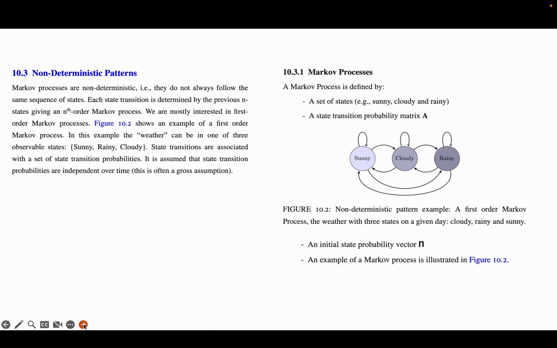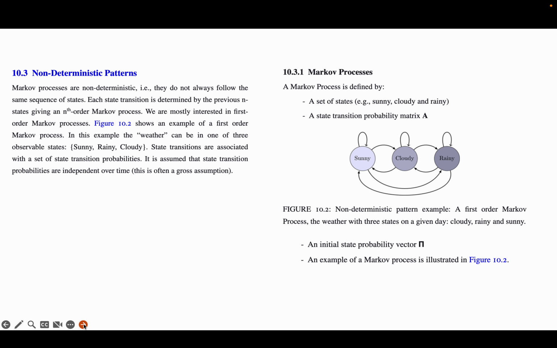So Markov models are non-deterministic. They don't always follow the same sequence of states, and each state transition is determined by previous states, giving what we refer to as an nth order Markov process. So each state transition is determined by the previous state. We're mostly interested in this case, in speech recognition, in first order models. Shown here in the figure is an example of a first order Markov process.